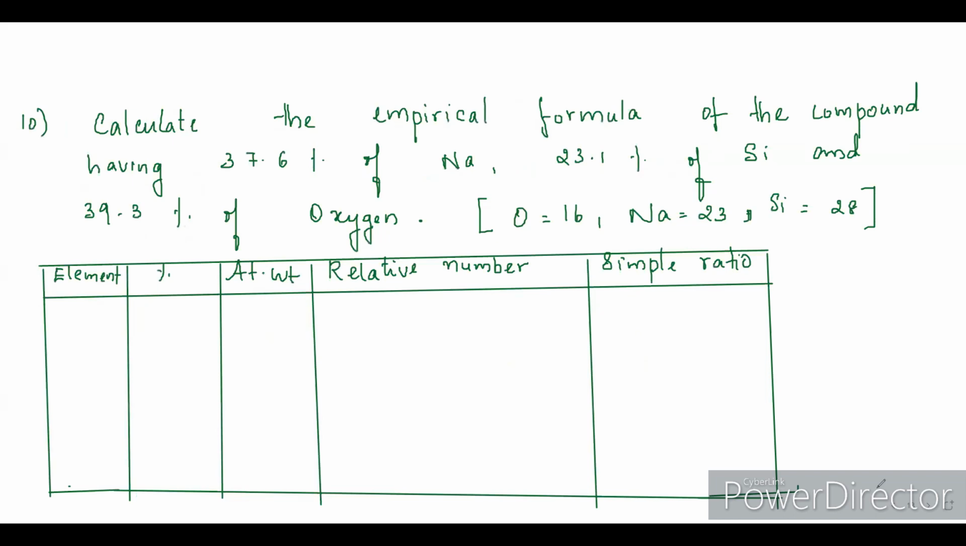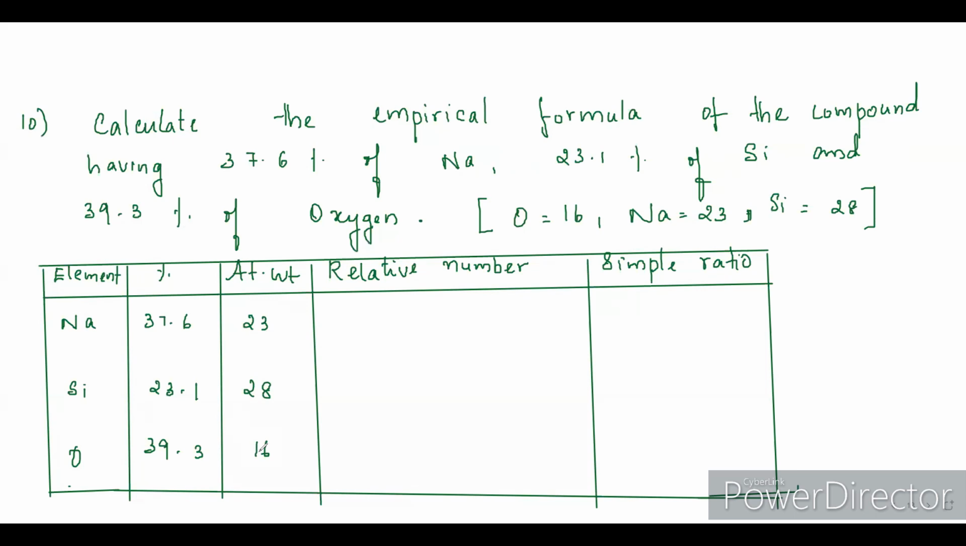All right. Now, one last question. Calculate the empirical formula of the compound having sodium 37.6% and silicon 23.1%. Finally, oxygen 39.3%. Atomic weights: sodium is 23, silicon is 28, and oxygen is 16.